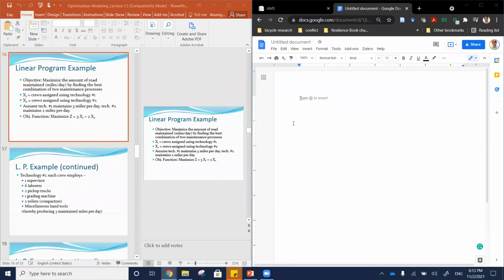So we are picking up that linear programming problem, linear optimization problem, where we have to maximize the amount of roadway maintained. And we have two sets of technology. And we are deciding on how much of technology 1 and how much of technology 2 should we use. And it figures that tech 1 can maintain 3 miles of road per day, and then tech 2 can maintain 2 miles per day.